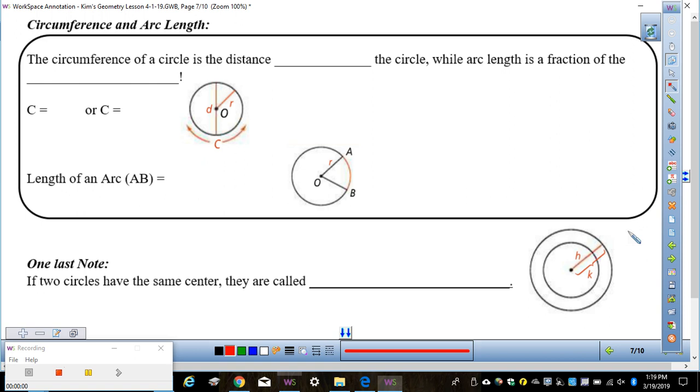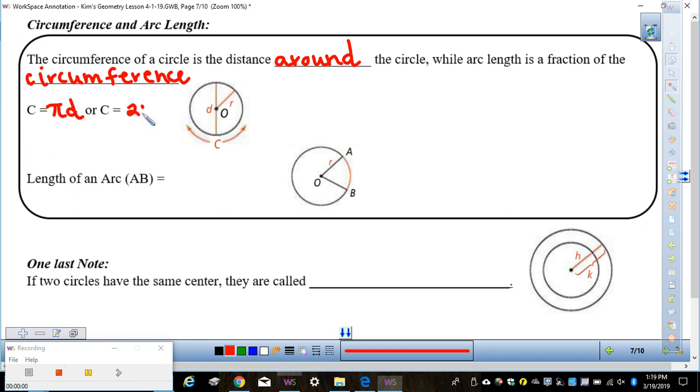All right, last up, we're going to now relate circumference to what we call arc length. So the circumference of a circle is the distance around the circle, while arc length is a fraction of circumference. We know that circumference equals pi times diameter, or 2 pi r, and that just depends on what information you're given.